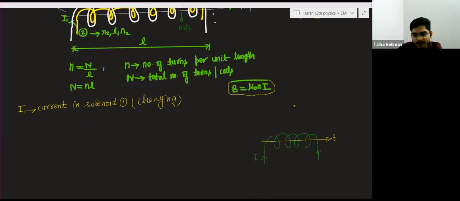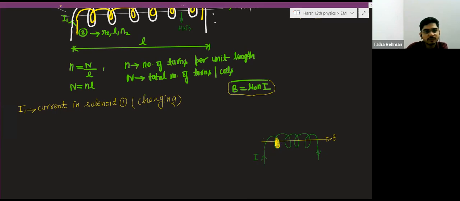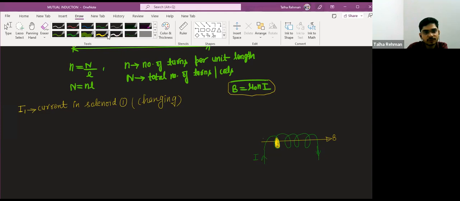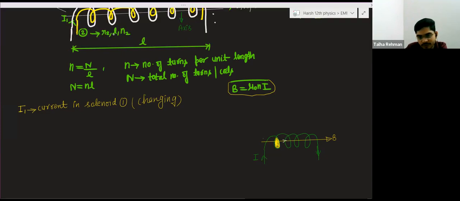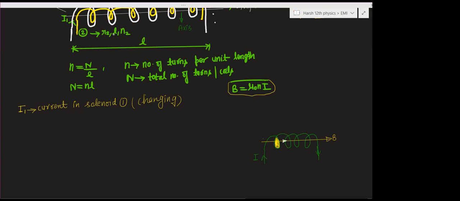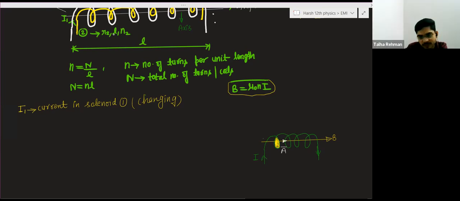And if you are taking this coil, this is the coil. This is one coil of the solenoid. This is one circular coil. So for this circular coil, the area vector will also be in this direction. And the magnetic field vector is also in this direction.